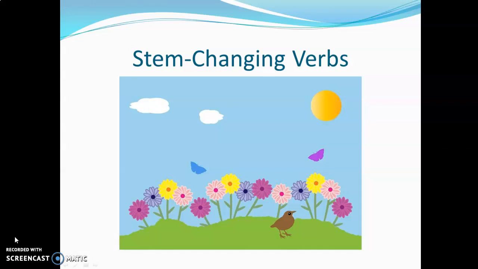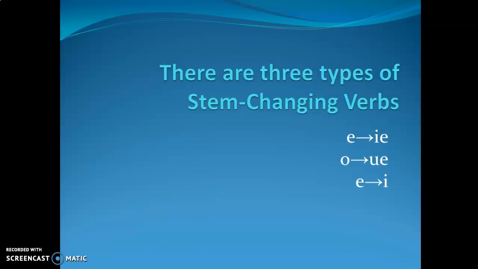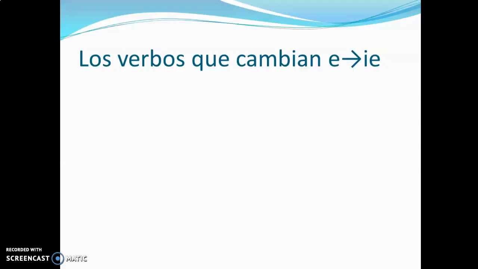Okay, so remember that a verb is an action word, and Spanish verbs are either regular or irregular. There are three types of regular verbs: ER, IR, and AR. Some verbs are not completely regular. Those are stem changing verbs. There are three types of stem changing verbs that we're going to focus on, and they're called E to IE, O to UE, and E to I, and I will show you what that means.